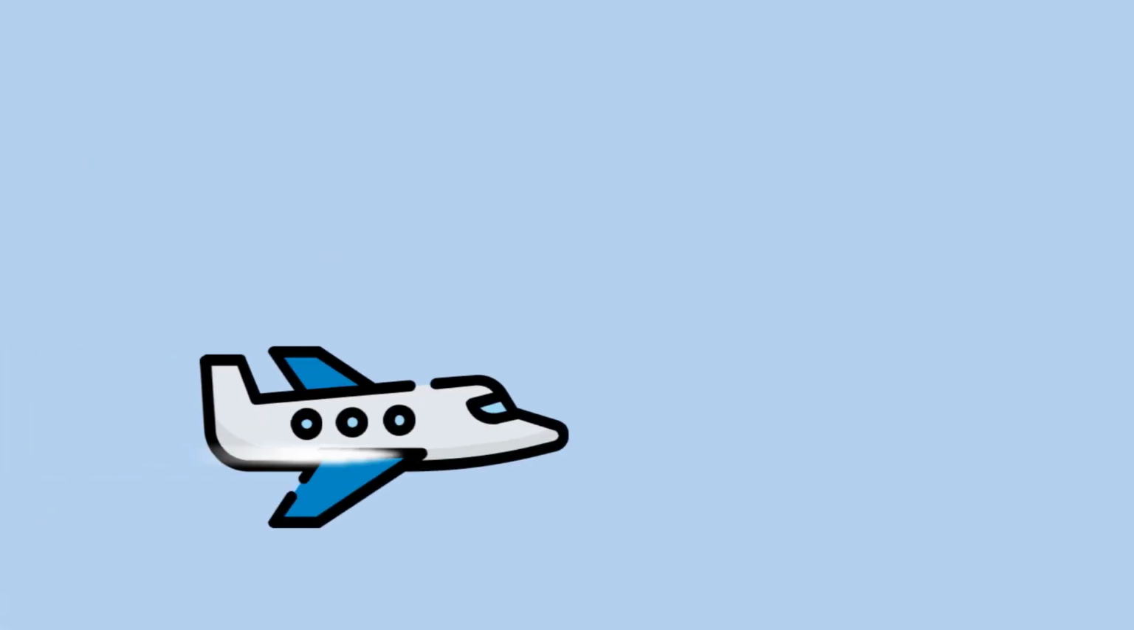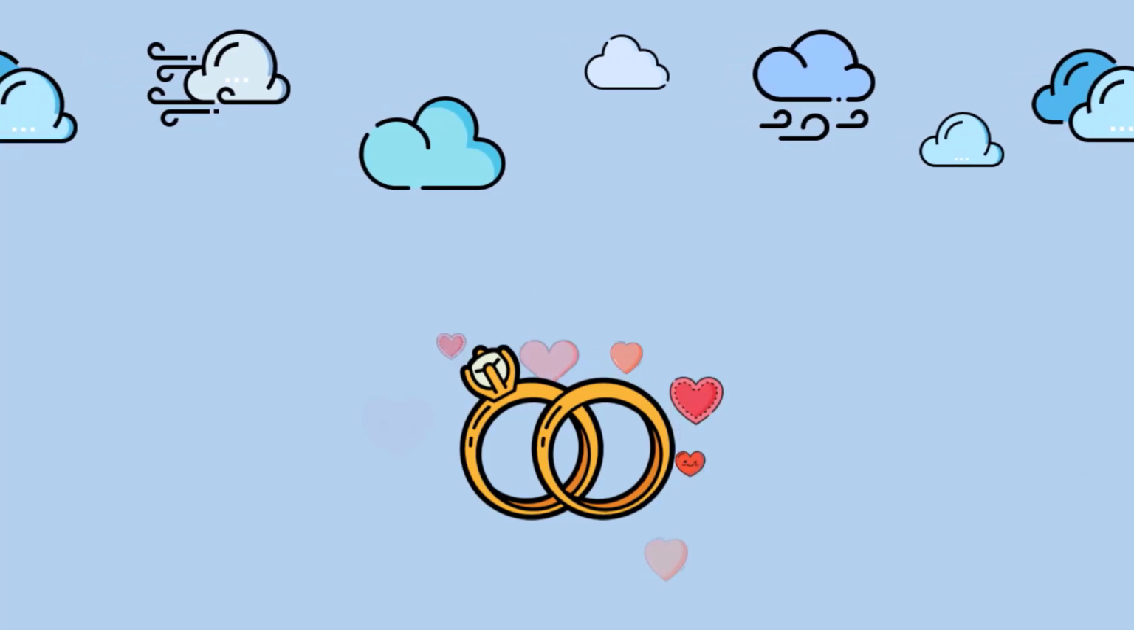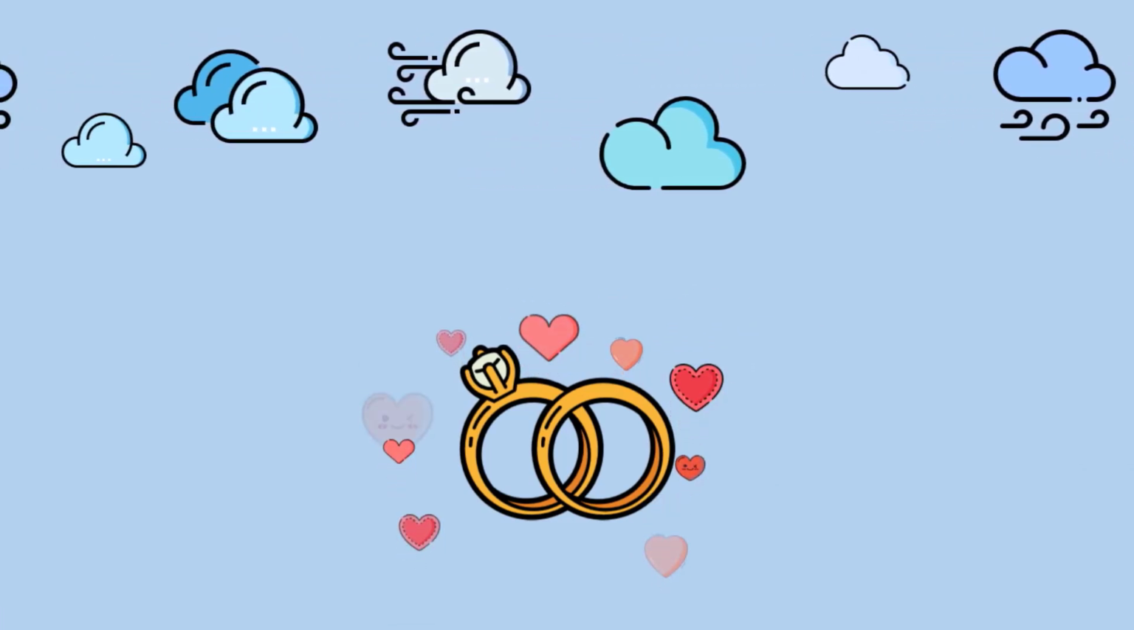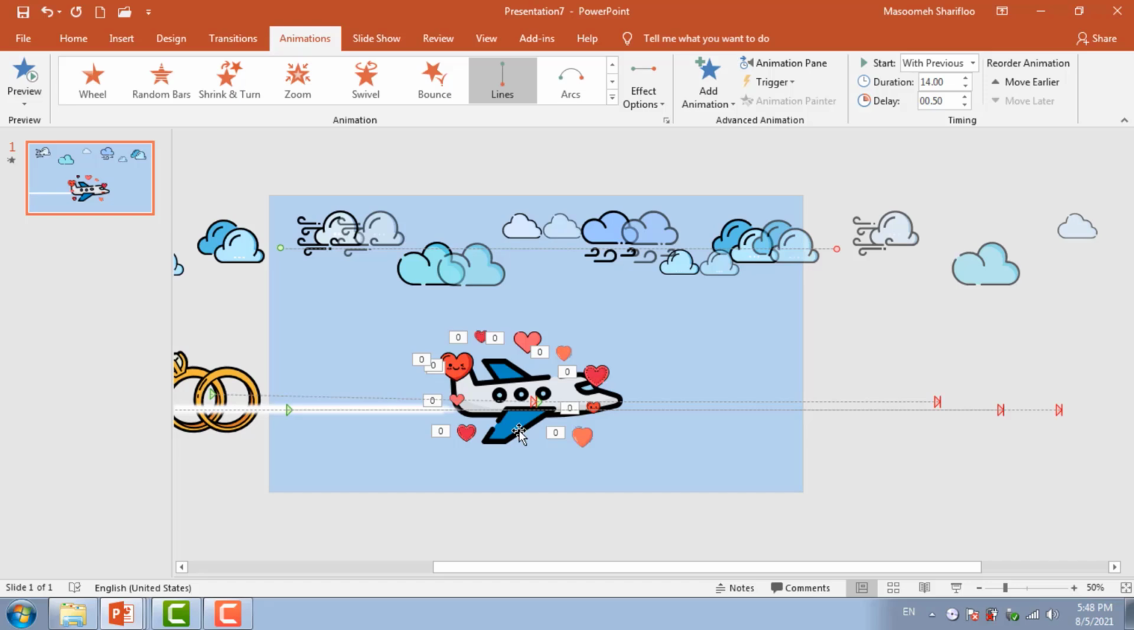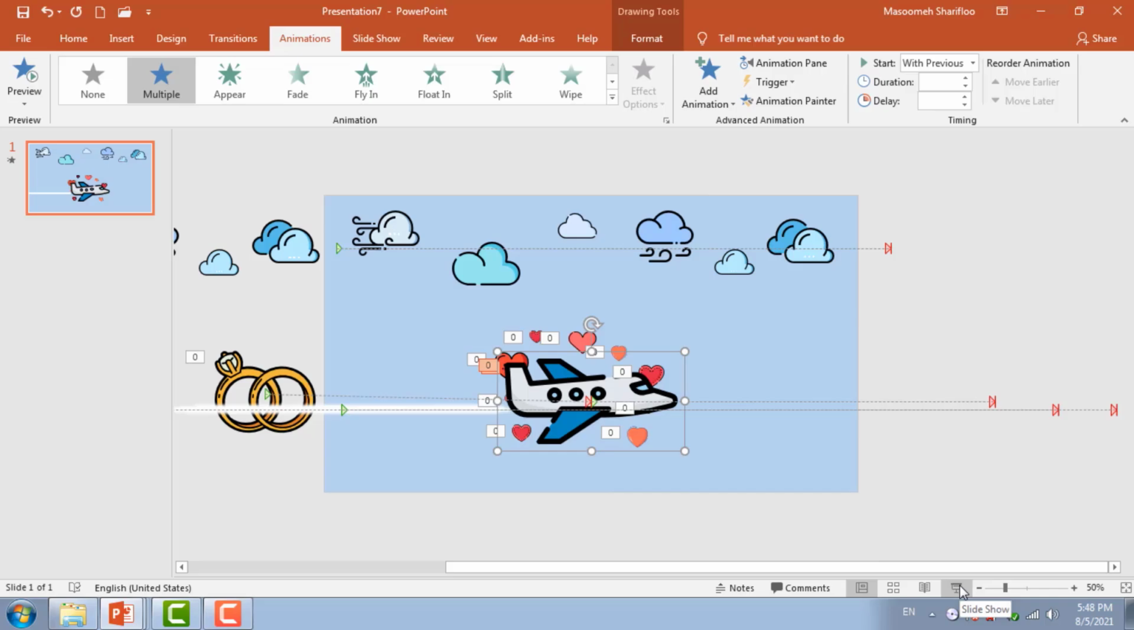Well, a setting that we can do to improve our work is to select the airplane, right-click on it and select the Bring to Front option. Let's see the result again.